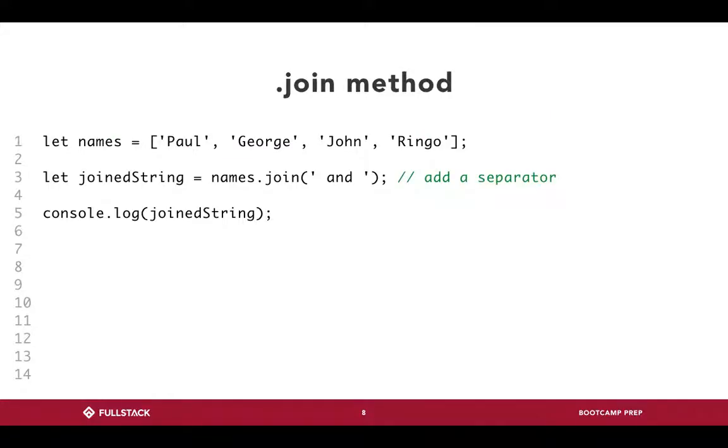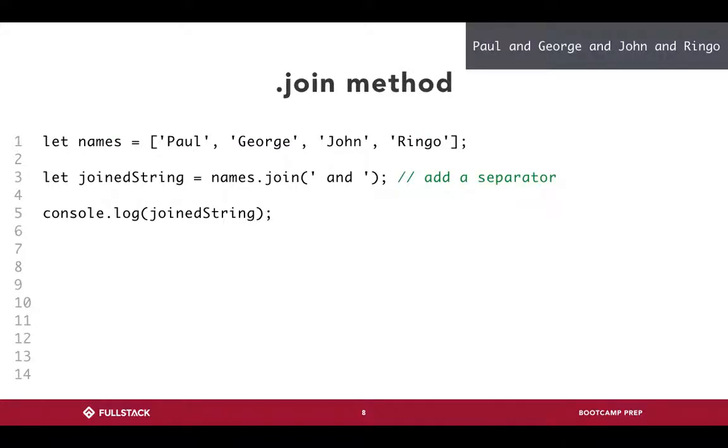Moving on. So in this case, we actually passed our own delimiter. We said give us a space, the word and another space in between all of the elements of the array. So we get Paul and George and John and Ringo. And we don't have a space and space at the end, right? Because we would have checked if we're at the last element. Any questions on how join works?